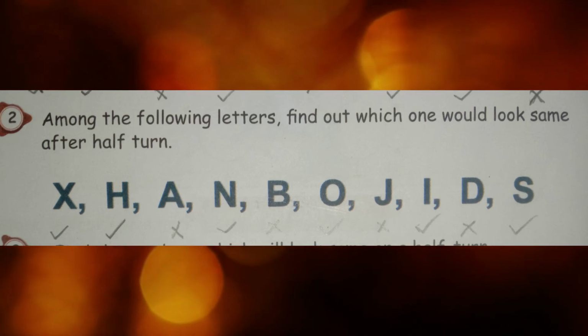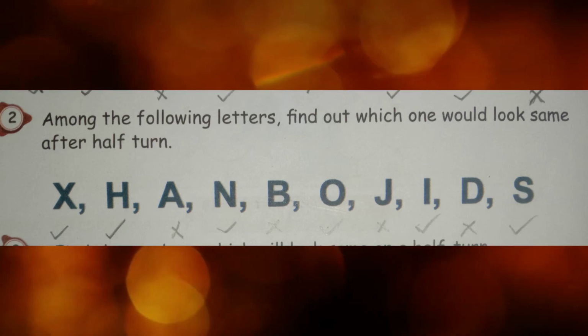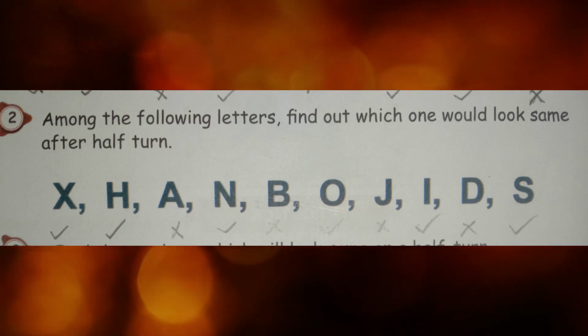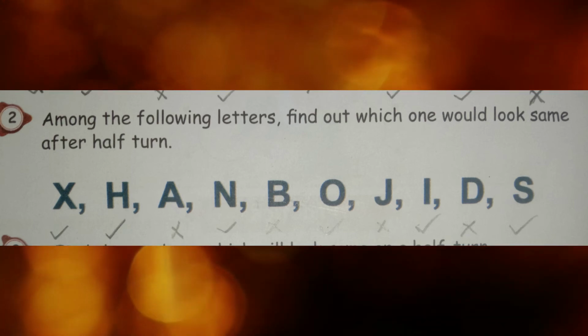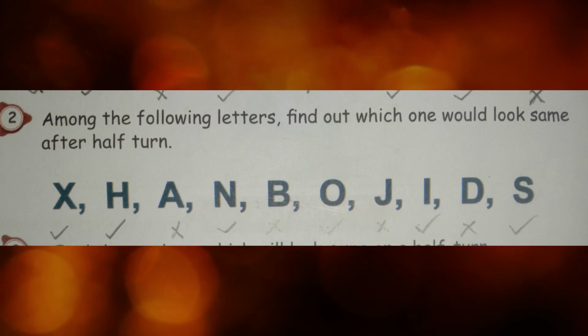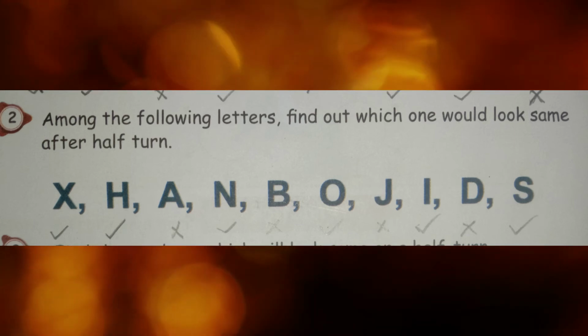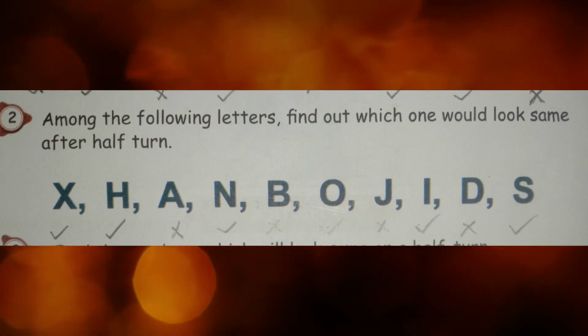The next letter is B. So let us move this letter B to its half turn. What will we be getting? We won't get the same B, right? We will be getting the inverted B. So it is wrong.